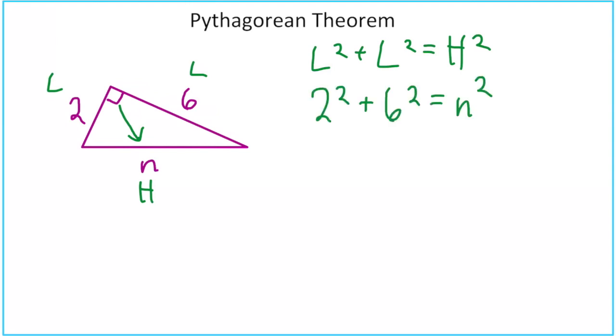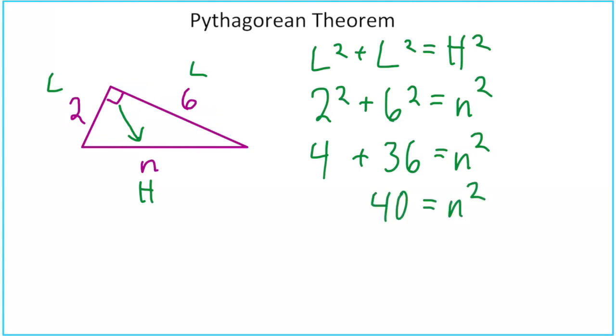So we got 2 squared plus 6 squared equals n squared. Go ahead and square those numbers. So 4 plus 36 equals n squared. Add that together, and we get 40 equals n squared, which means we can say our answer is radical 40.